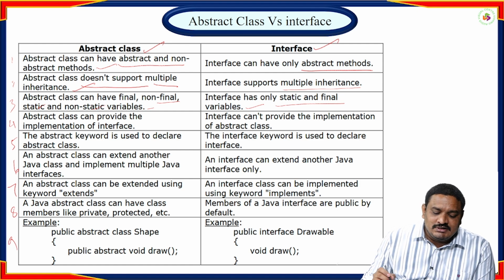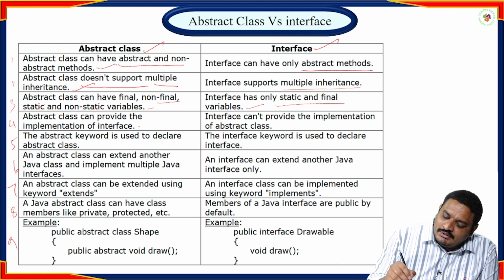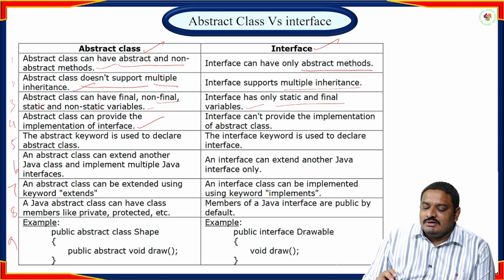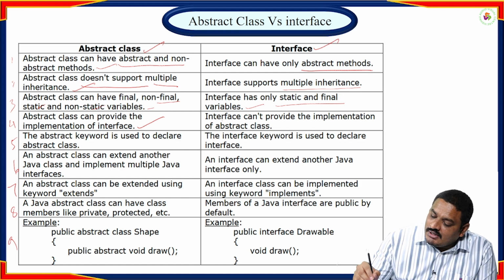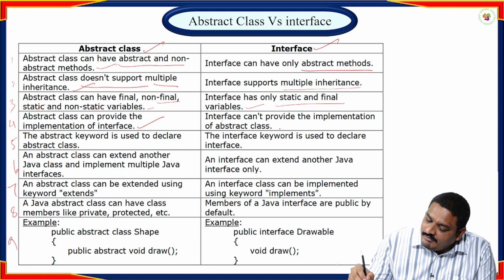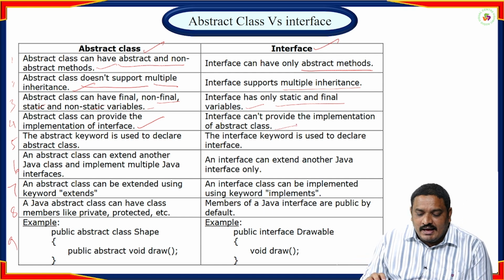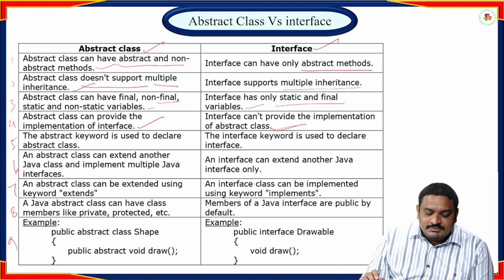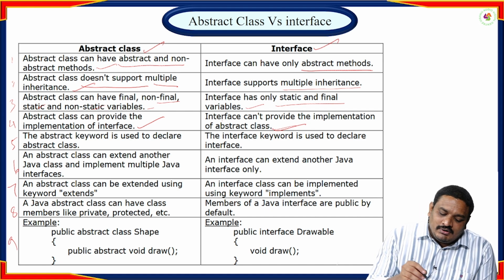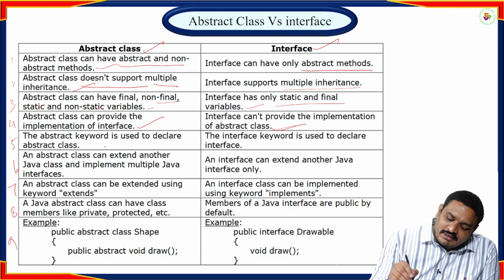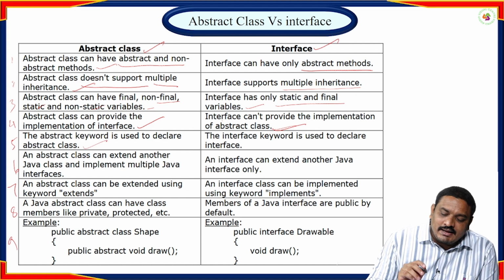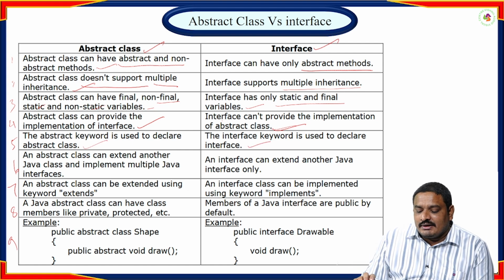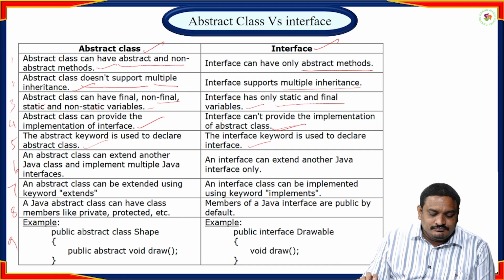The fourth difference is that the abstract class can provide the implementation of the interface. The interface cannot provide the implementation of the abstract class. The next difference is that the abstract keyword is used to declare the abstract class, and the interface keyword is used to declare the interface.